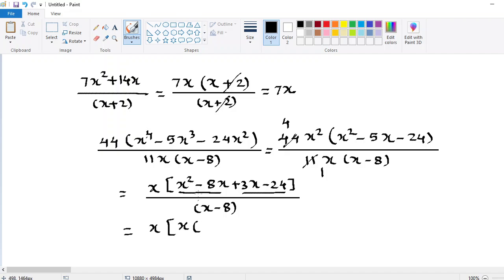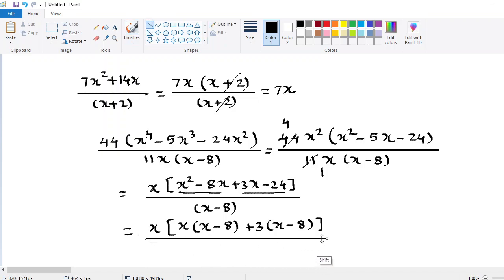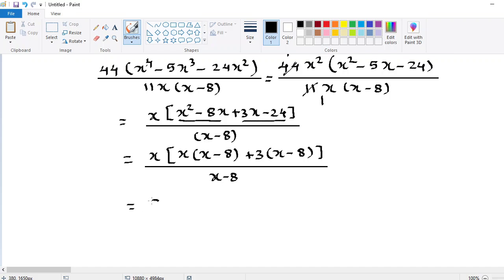Let us take x common from first two terms. In bracket we have x minus 8, and by taking 3 common we can write this as 3 into x minus 8, whole divided by x minus 8. We are not allowed to cancel these x minus 8 because here we have addition sign. We can cancel if there is multiplication sign. Now we can take x minus 8 common from these two terms.